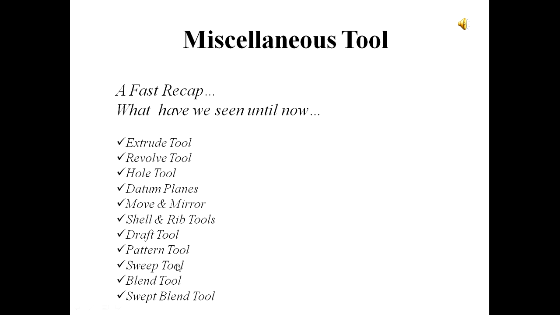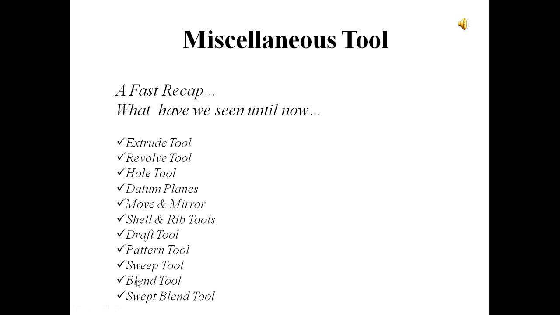Sweep tool, in which a solid is generated by moving the section along the trajectory, is also a primary feature. Blend tool, in which a solid is generated by joining sections, any number of sections, with no trajectory, is also a primary feature. You can join sections on parallel planes, angled planes along a common axis, or a combination of both.